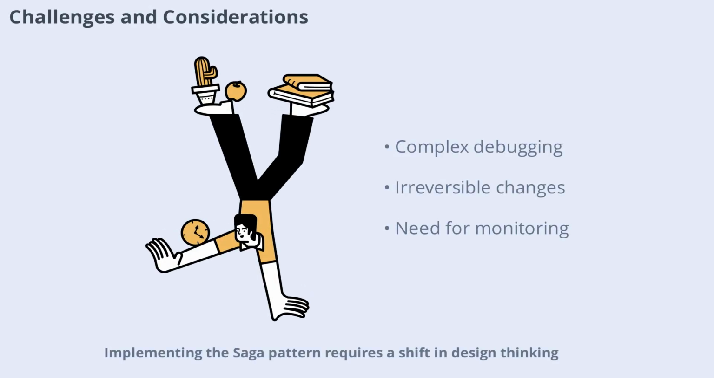systems. Implementing the SAGA pattern requires a shift in design thinking. You need to focus on coordinating transactions and maintaining data consistency across multiple microservices. Debugging SAGAs can be complex, especially as the number of services grows. Since each service commits changes to its own database, rolling back changes isn't always possible. Handling transient failures and ensuring idempotence are also crucial, as is monitoring and tracking the progress of SAGA.